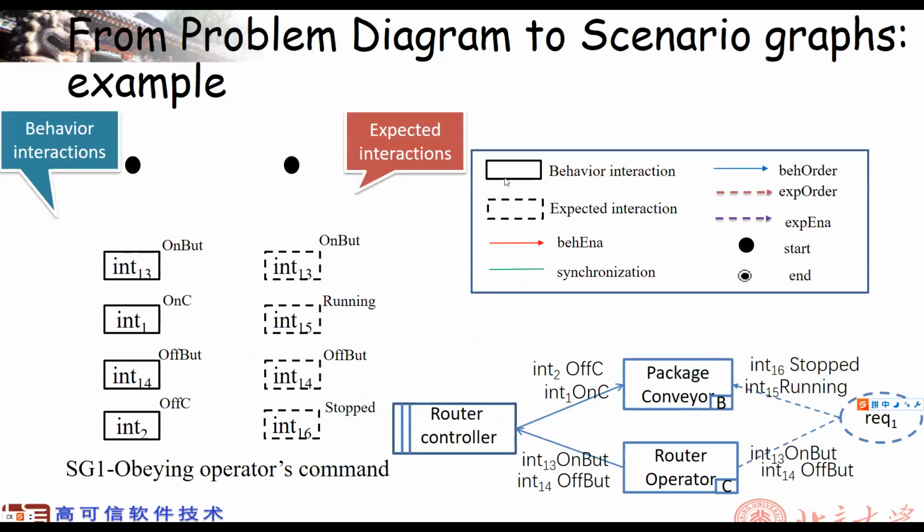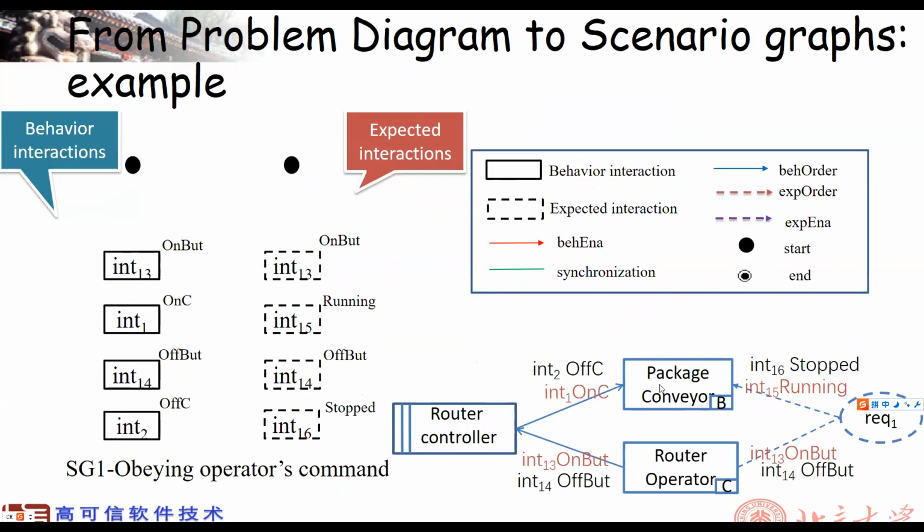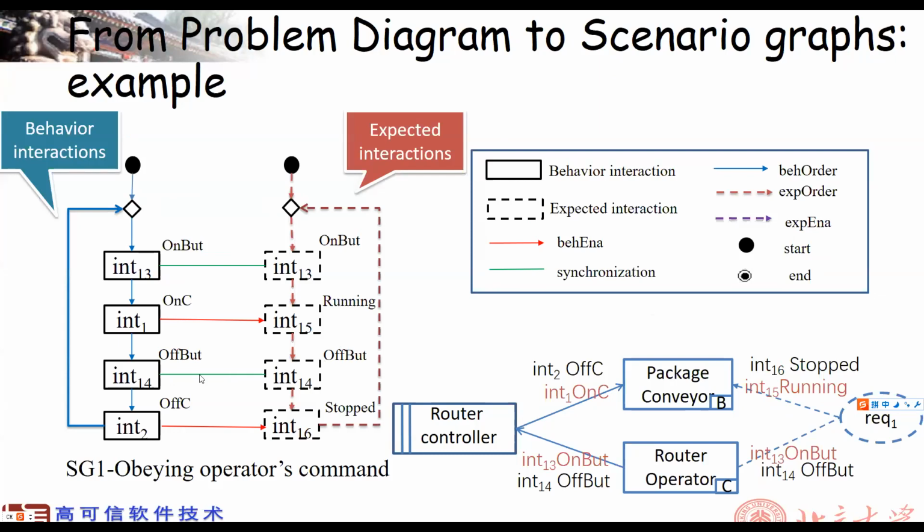And for each requirement in the problem domain, actually we can draw a problem diagram. Like this. This is about the route operator and the package conveyor. We can see that if the operator presses the on button, the router controller will receive the on say, and the package conveyor will be running. So we get on button, and on-say then running. And similarly, we get the off button, then stopped. So they're similar. This is about the first requirement.